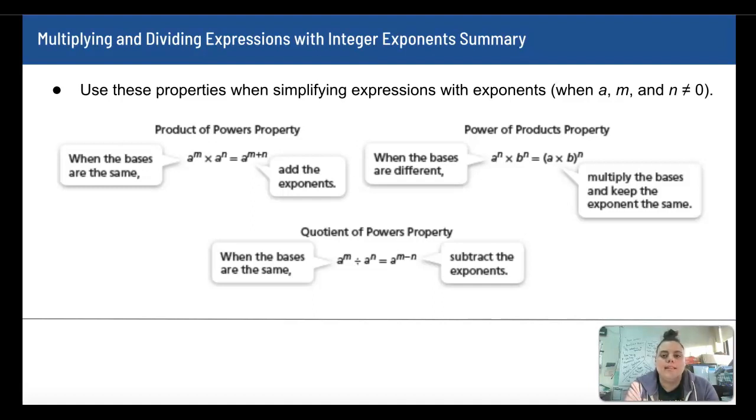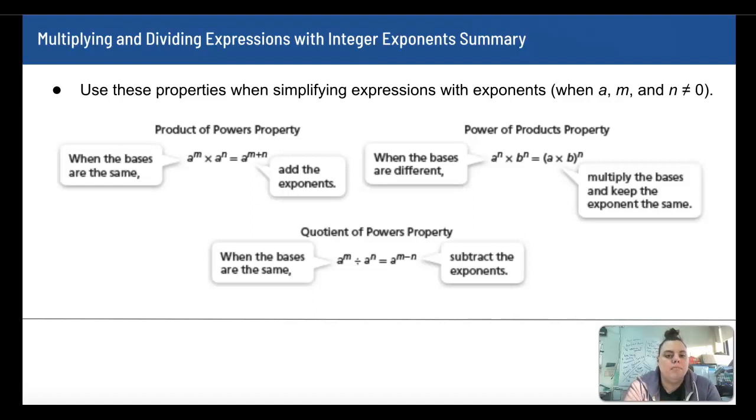Here we'll take a look at the summary. So we had 3 properties that we went over, and notice with these general rules, all of the letters would represent numbers where none of those numbers are 0. That's what this means here. None of the numbers are 0.